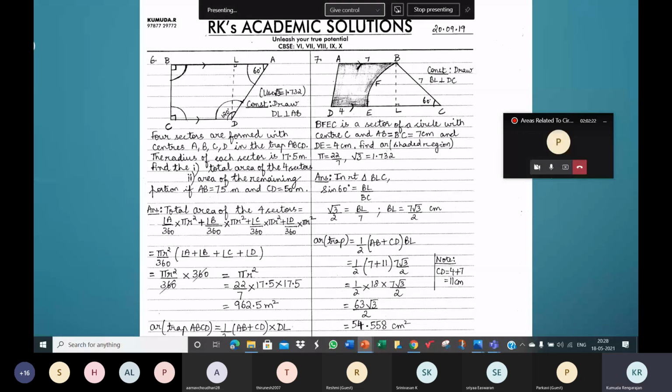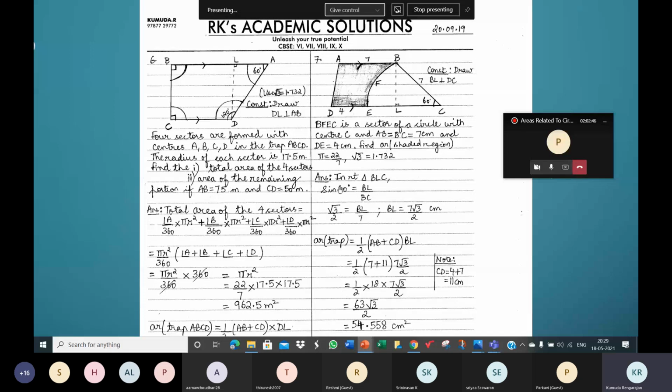Sine of 60 degrees. You can use sine or cosecant. These two ratios connect the opposite side and hypotenuse. Opposite and hypotenuse. So in this right triangle, sine 60 degrees is equal to opposite BL by hypotenuse BC.